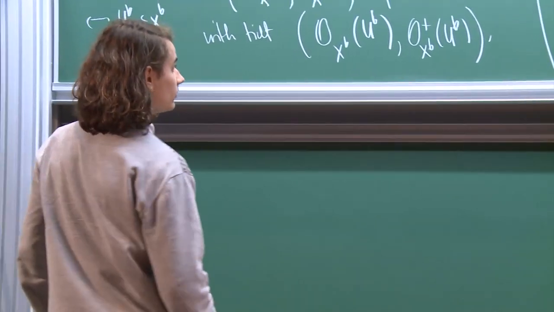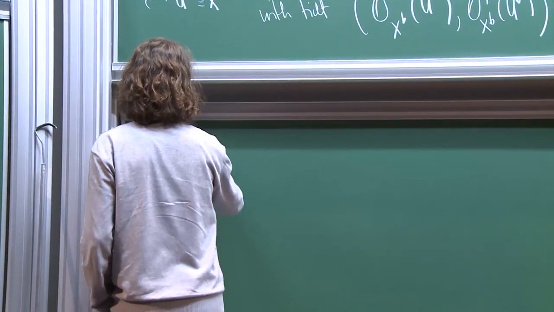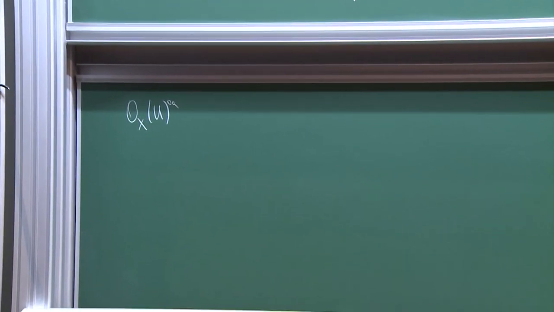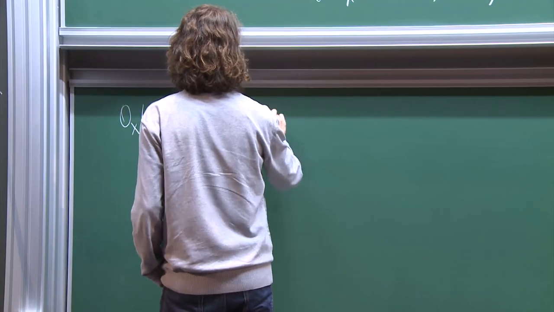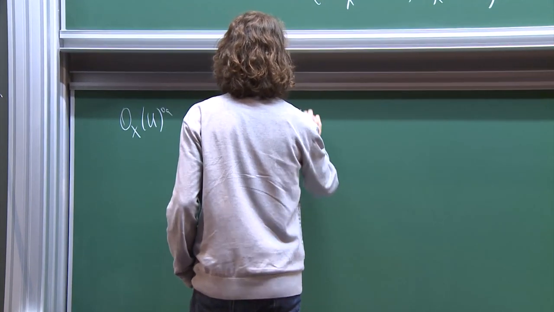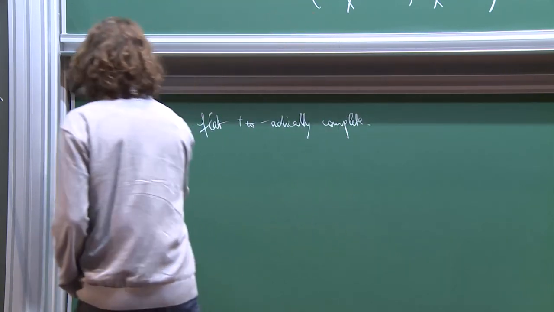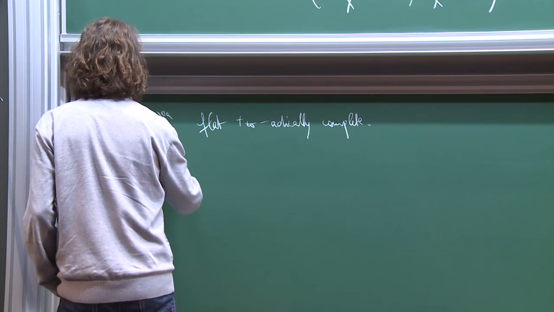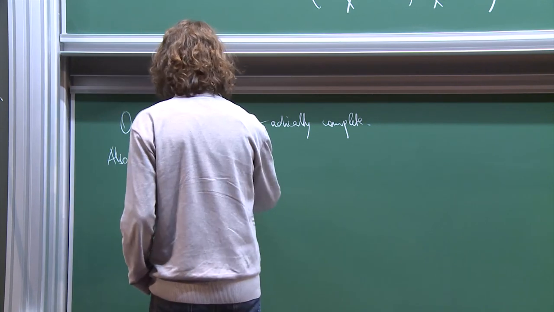But because these O_X(U), these algebras at the almost integral level, they are flat and pi-adically complete. And this is also equivalent to saying that the same sequence is exact after reducing mod pi.